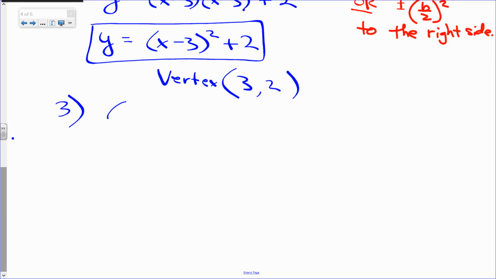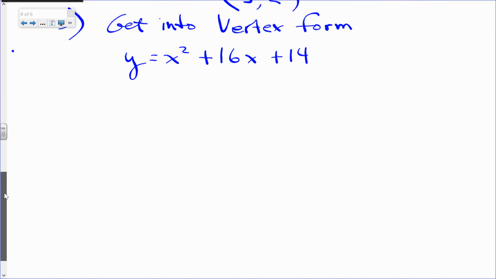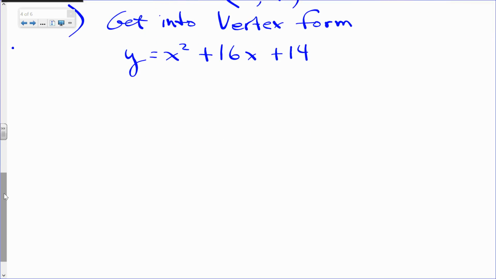Number 3, let's get into vertex form. Okay. Y equals x squared plus 16x plus 14. Let's get this into vertex form. Y equals x squared plus 16x plus 14.